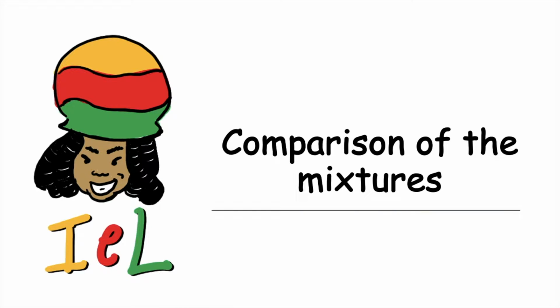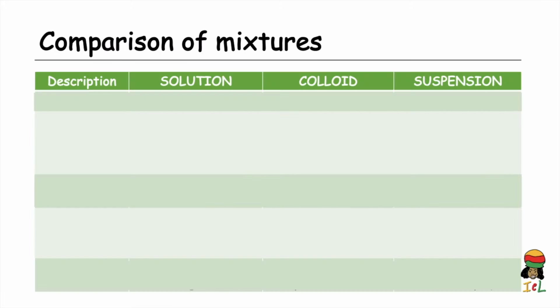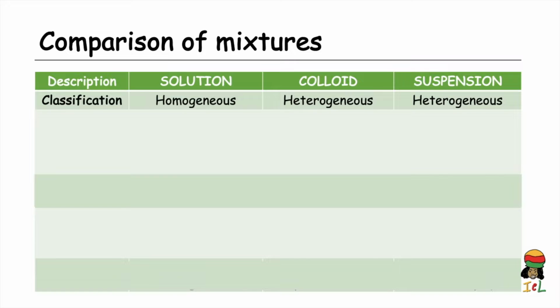Now it's time to compare the three types of mixtures. In this comparison, we will distinguish specific features or characteristics for the three types of mixtures: solutions, colloids, and suspensions. And our first feature is classification. Solutions, as we see, are homogeneous, whereas colloids and suspensions are heterogeneous.